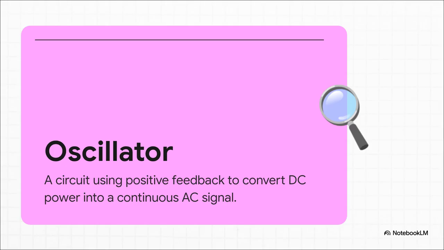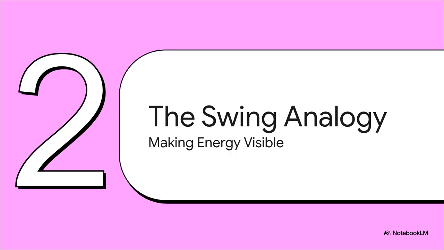Okay, so at its core, an oscillator is a circuit that does something that's pretty magical. It takes that steady direct current, DC, from a battery, and it transforms it into an alternating current, or AC. And that's this continuous, repeating, wave-like signal. That signal is the heartbeat we've been talking about. Now, to really get how this works, you don't need to be an engineer. Forget complex diagrams. All we need is something we've all seen: a kid on a swing. Seriously, this simple analogy is going to make it all click.